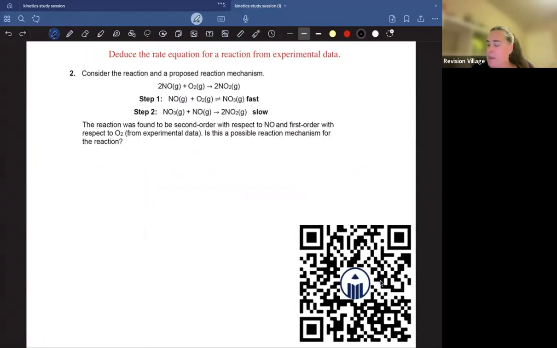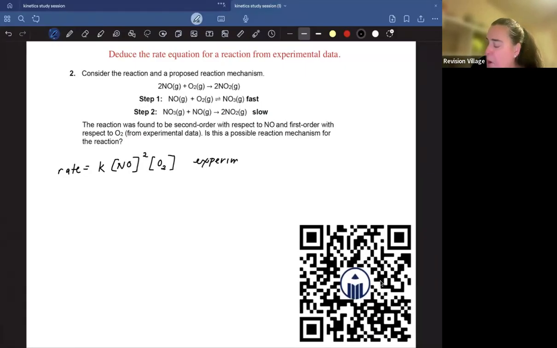Now we're given some elementary steps for a reaction. And we are asked to try to figure out if these steps would support what has been experimentally found to be the rate law. So it says experimentally, the rate law is second order with respect to NO and first order with respect to O2.